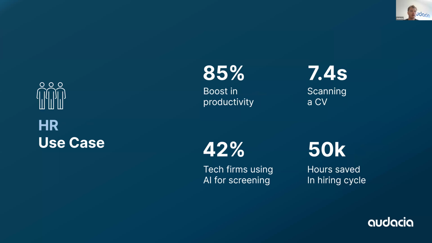The next one we've got is HR. Some of the stats that I saw which were quite interesting were that the BBC reported that 42% of tech firms are now using AI for CV screening in 2024.